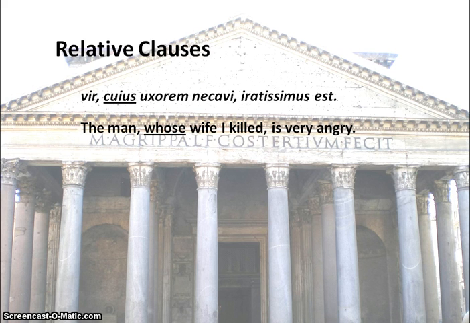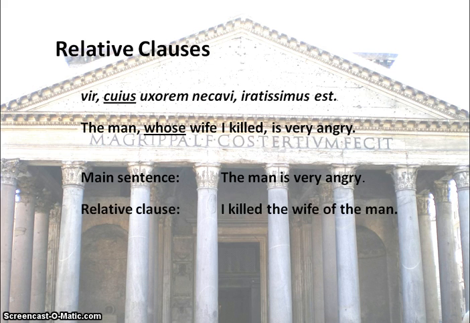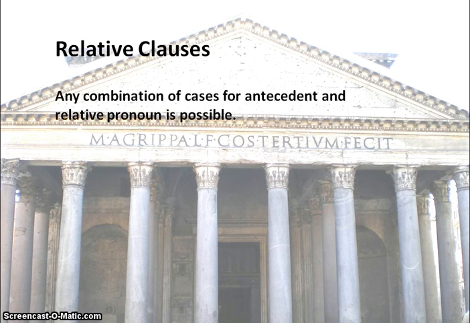Now this is because if we look at the main sentence, the man is very angry, but the relative clause essentially means I killed the wife of the man. So the antecedent, i.e. the man, in the relative clause, is no longer the subject. He is in fact possessing the wife. The wife is belonging to him, and so that's why our relative pronoun goes into the genitive. So any combination of cases for antecedent and relative pronoun is actually possible.